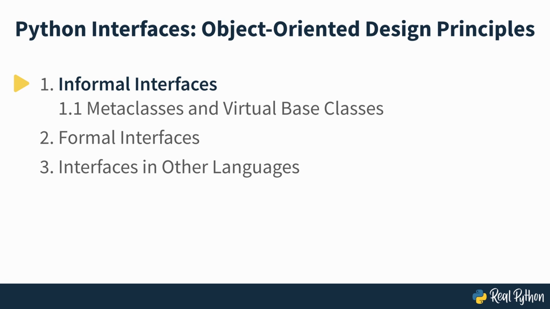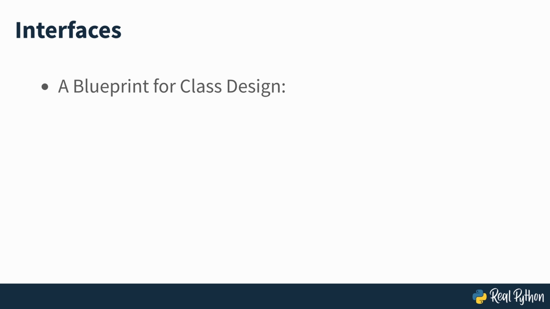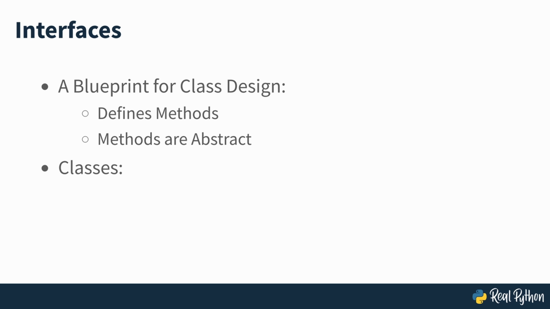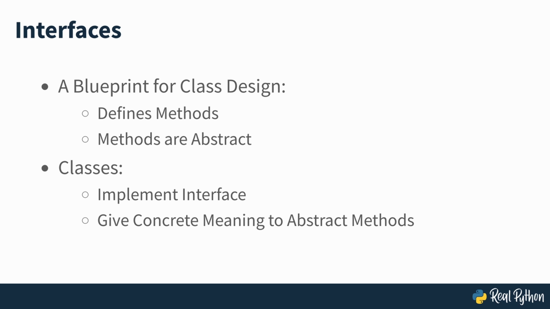Informal interfaces. At a high level, an interface acts as a blueprint for designing classes. Like classes, interfaces define methods. But unlike classes, these methods are abstract. An abstract method is one that the interface simply defines, but it doesn't implement. The implementation is done by classes, which implement the interface and give concrete meaning to the interface's abstract methods.